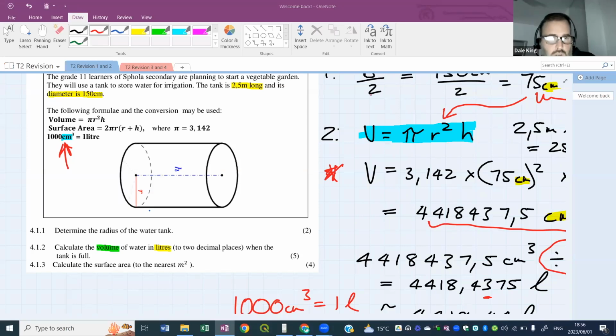But we're not going to do the surface area question. I'm going to leave it on the screen here, so you can take a screenshot, and this can be for your homework. Okay, so there's question 4.1.3. It says calculate the surface area to the nearest meters cubed. All right, now where's the formula? Here's the formula for surface area. There it is. You need a 2, you need a pi, which they give you.